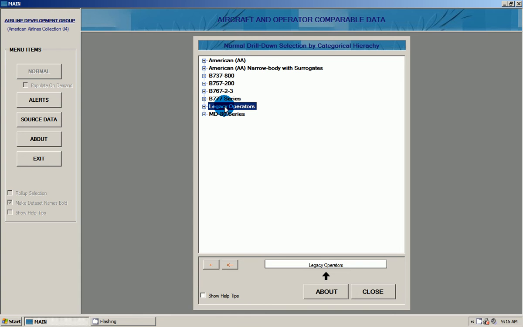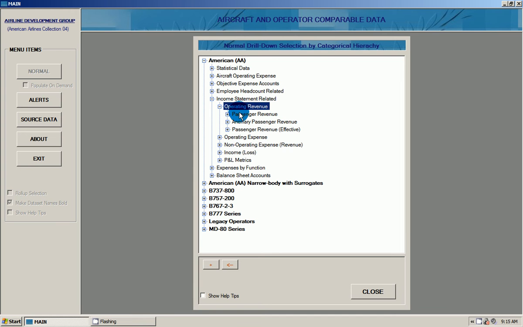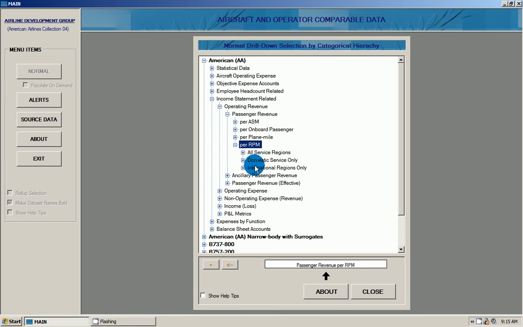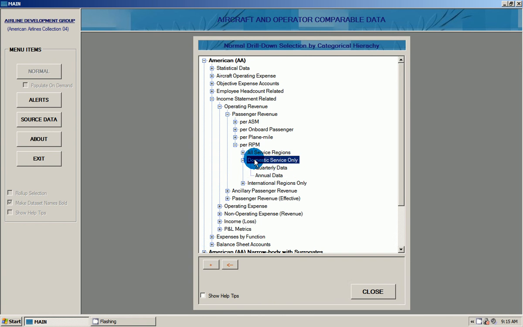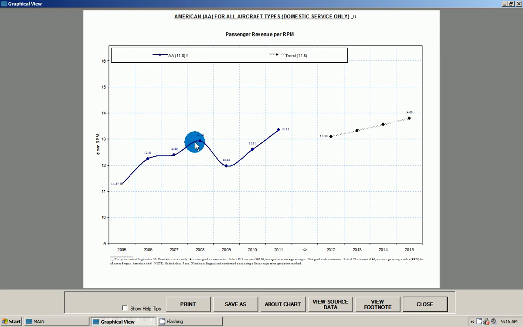Let's move to something a little different. Let's look at some of the items in the income statement. I'm going to move back to the American Airlines collection as a standalone, and let's look at income statement, operating revenue. We'll look at passenger revenue per RPM. It's sort of a traditional way to look at it. Let's look at annual data. So this is domestic service. And here's American Airlines again, showing as a standalone, showing some improvement, nearly 12% over this period of time.